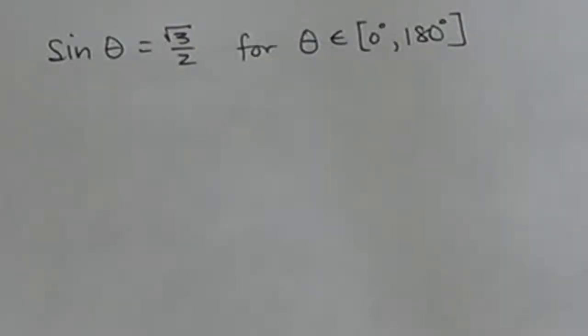Here's an example of a trig equation. Sine of theta is equal to root 3 over 2. And here we want to solve for theta values between 0 and 180 degrees. Now, all of your basic trig equations are of two types. Either you're going to be solving within an interval, or you're going to be solving for all solutions. For now, we're just going to start with those within an interval, because for those with all solutions, we have to consider some other things in addition to what we're going to do here.